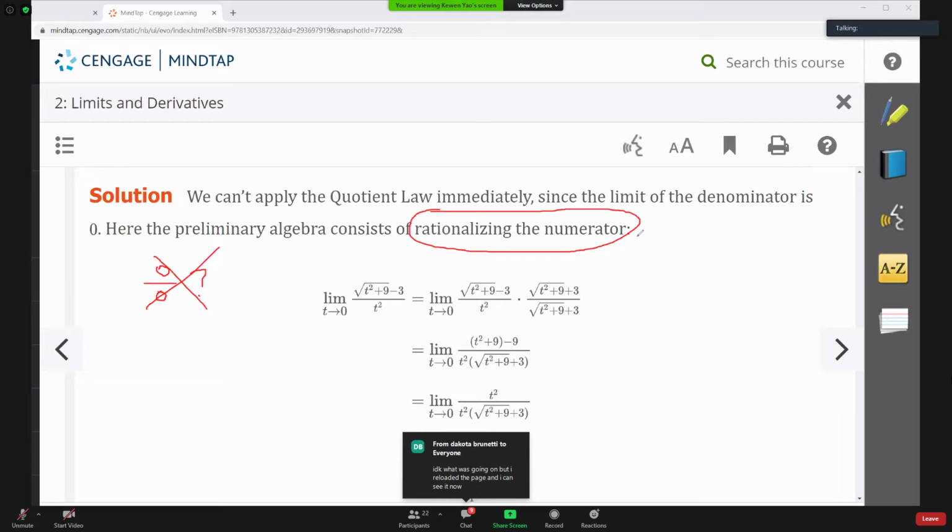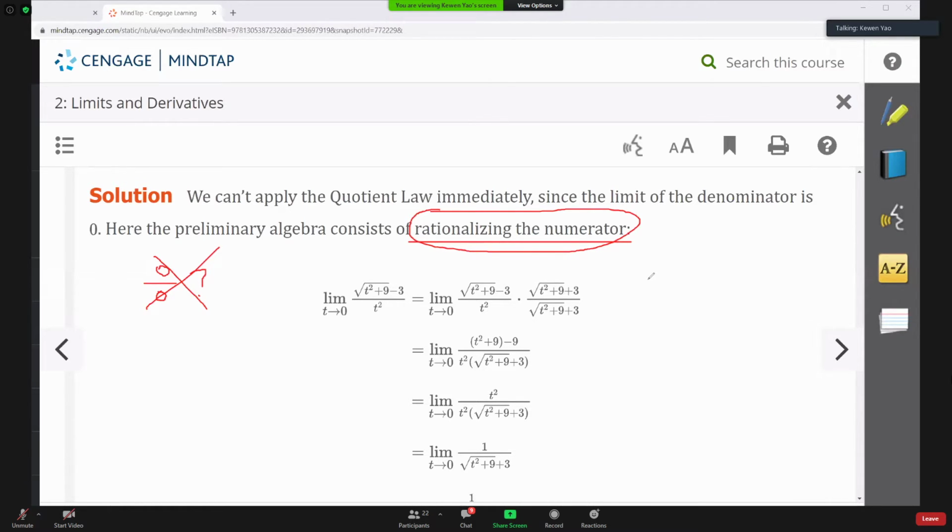Okay, the method called rationalizing the numerator. This is an important method in this section, okay? You got to know how to solve this type of question, right? It's called rationalizing the numerator. Okay, rationalizing the numerator.